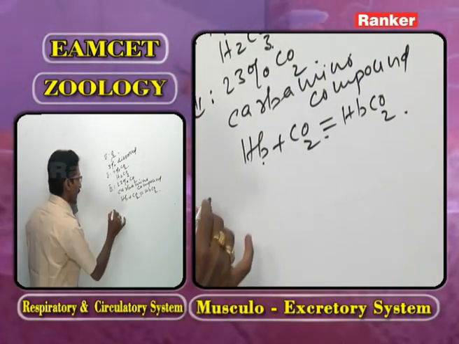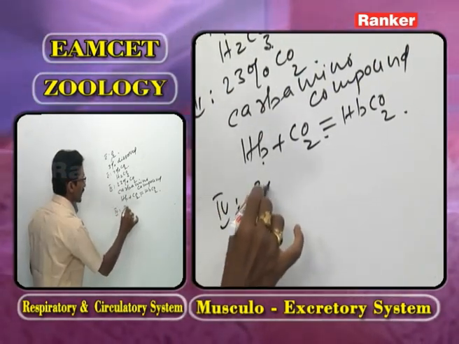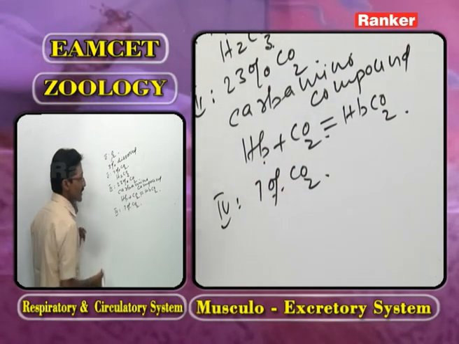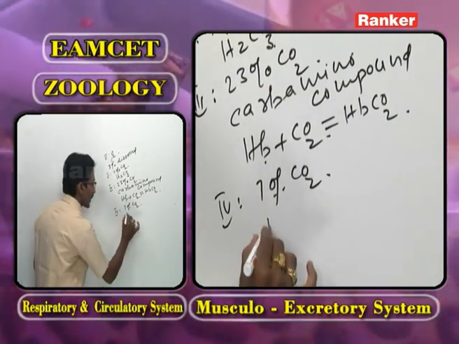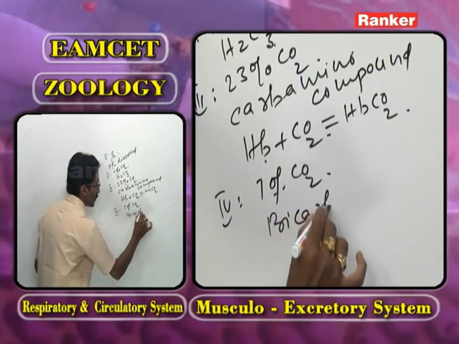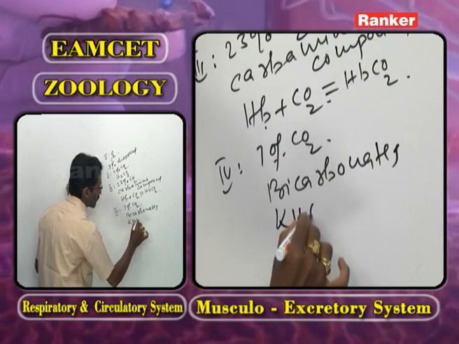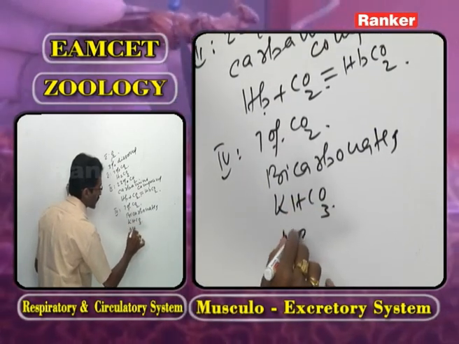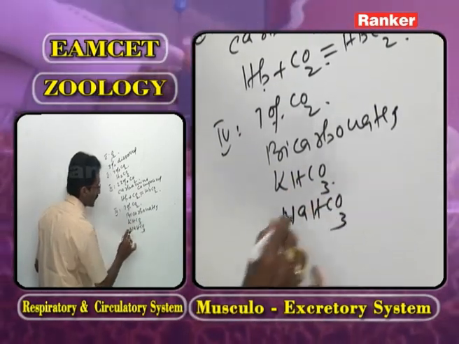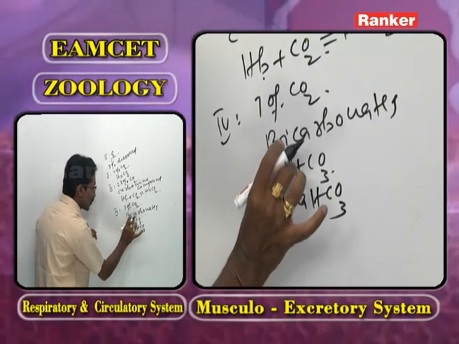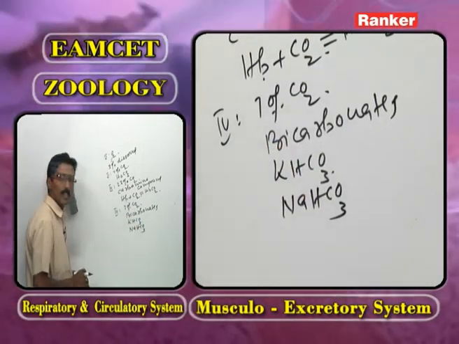23%. And 70% of carbon dioxide is transported as bicarbonates. What are the bicarbonates here? The potassium bicarbonate and sodium bicarbonate. This is only for the explanation part.